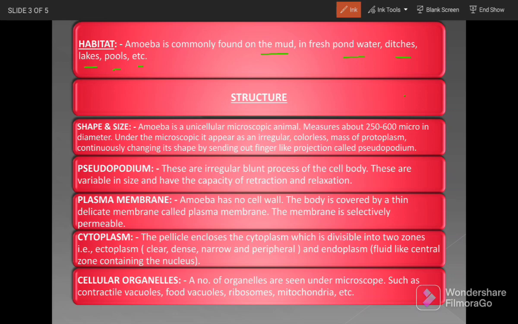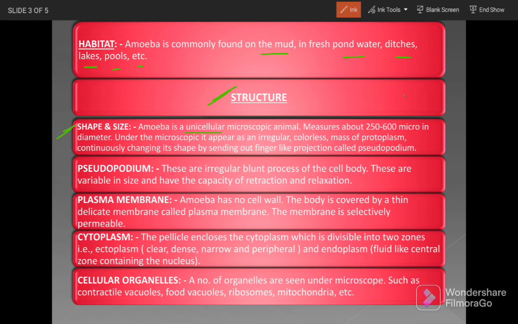Now the structure of amoeba. Under the structure of amoeba, first the shape and size. What is the shape and what is the size of the amoeba? Amoeba is unicellular. Unicellular means only one kind of cell is present, and that one cell performs all the essential functions of the amoeba.